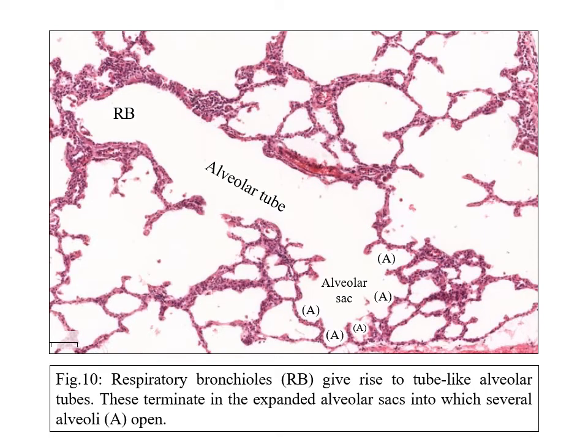So here we can see a respiratory bronchiole. Respiratory bronchioles will open into these tubular structures, which are called the alveolar ducts. Alveolar ducts will end up in an expanded part called the alveolar sac, and into these sacs alveoli open. Of course, alveoli may open directly into the alveolar ducts, like this part here from the side of the tube.